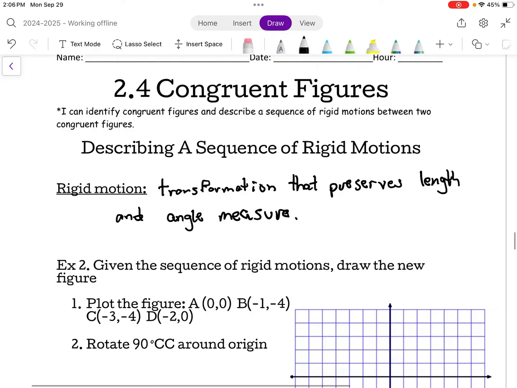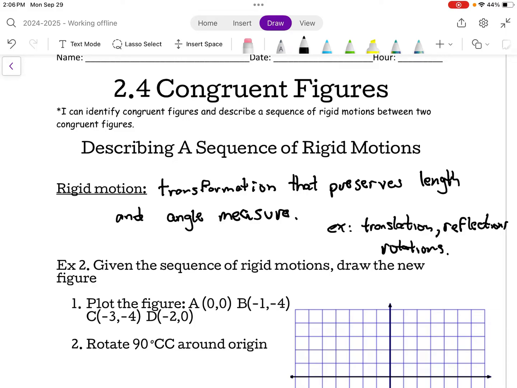So basically what it's saying is the shape is going to be the same size and same shape when you're looking at these. An example of rigid motions are translations, reflections, and rotations, the three transformations that we've been working on.